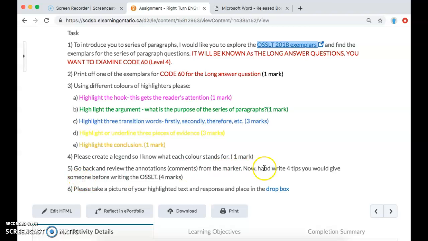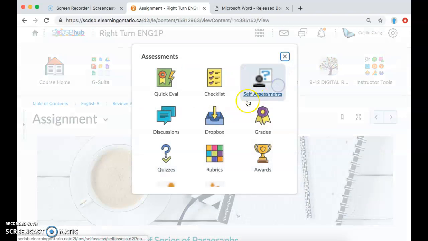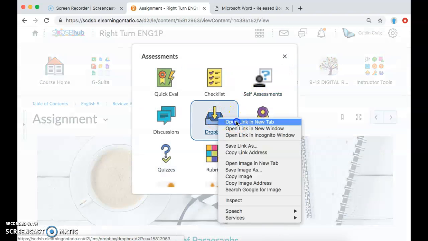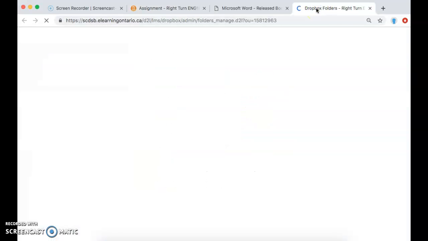was handwrite 4 tips you would give someone before writing the OSSLT. Now, you're not writing the OSSLT right now. Doing tasks like this in an English course are meant to help prepare you, but you are writing a series of paragraph-long answer style question sort of assignment, so these tips might be helpful for you as well. So let's go back and take a look and see what you wrote for students so that maybe we can take a little bit of our own advice before we tackle this assignment. So I'm going to go into your assignment here.